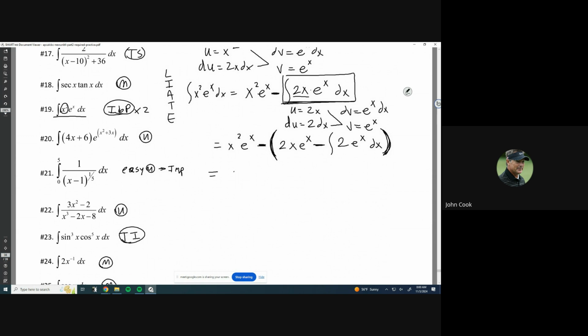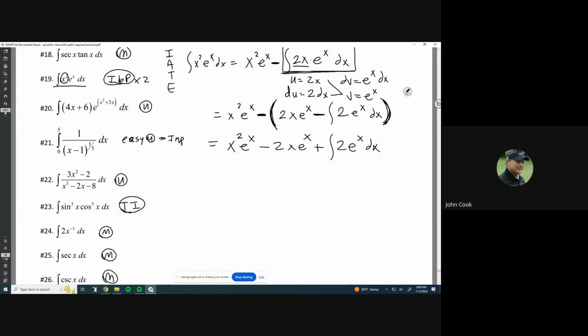Anyways, so if I distribute that negative in there, I get negative 2x e to the x, and then a negative times a negative is going to be a positive, so plus the integral of 2 e to the x dx. And this is going to be super easy from here on out, right? That's a really, really easy antiderivative, because the antiderivative of 2 e to the x is just 2 e to the x, plus my constant. There we go. Now I'm all done. All right, so that was number 19.